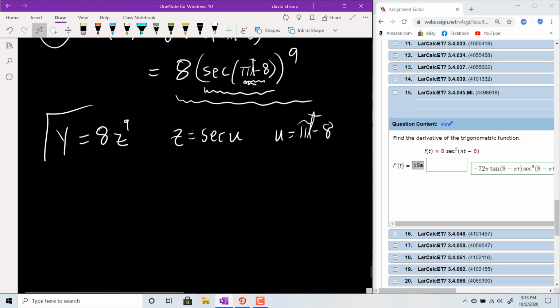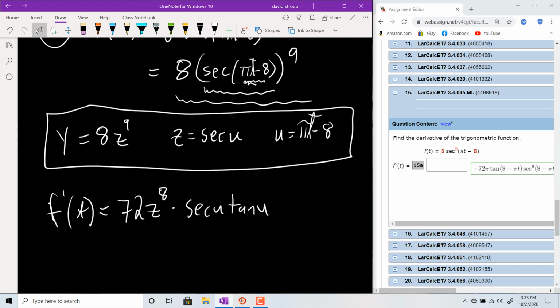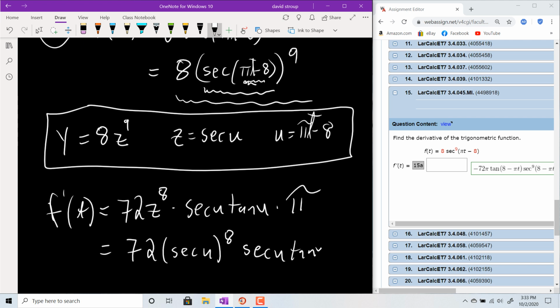Okay, and then for the derivative, you just go straight across and multiply them. So you get your derivative, I guess it's called f prime of t here. Bring down the 9, so 8 times 9 is 72z to the 8th, times the derivative of secant u, which is secant u tan u, times the derivative of u, which will just be pi. Okay, then we need to start back subbing, right? So first I'll back sub the z, so I'll have secant u to the 8th times secant u times tan u times pi.